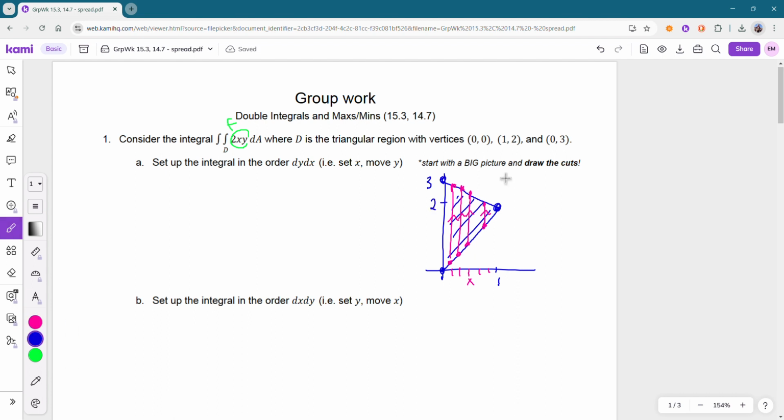This middle point is happening at 2. And so this bottom side here has equation y equals 2x. This top side has equation y equals 3 minus x. And so we can set up our integral. Function dy dx. We're always moving y from our bottom side 2x up to our top side 3 minus x. And what x's are we doing this for? The x is from 0 to 1.